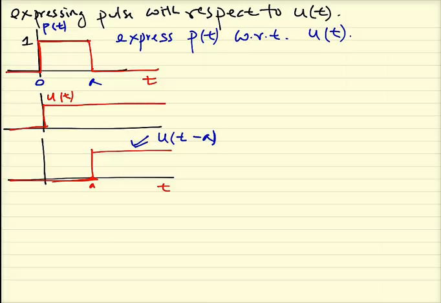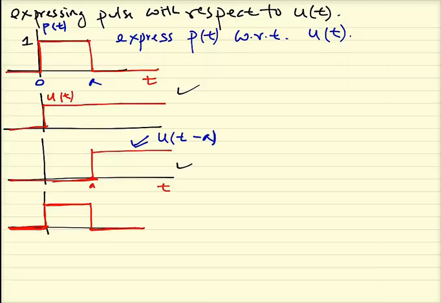Now if you subtract u of t minus a from u of t, what should you get? At t less than 0, this is 0 because both of the functions u of t and u of t minus a are 0. So 0 minus 0 is 0. Then as soon as you cross t equal to 0, u of t is 1, u of t minus a equals 0. So you have 1 minus 0, which is just 1, right? And when it hits t equal to a, both u of t and u of t minus a have a value of 1. That means 1 minus 1 is 0.